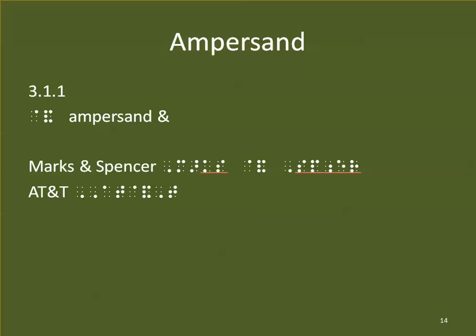AT&T does not have spaces in it. It's part of the name, so we Braille what we see. We have a capital word indicator for AT, and then the ampersand, which terminates the capital word mode because it's not a letter. And then we have to start up capital again with the capital T.